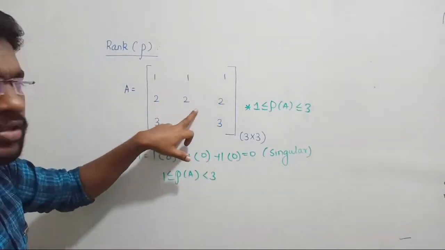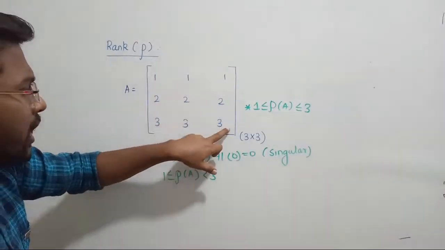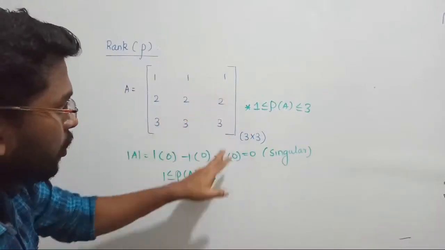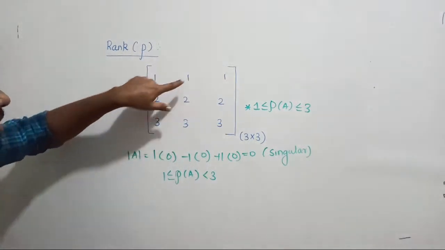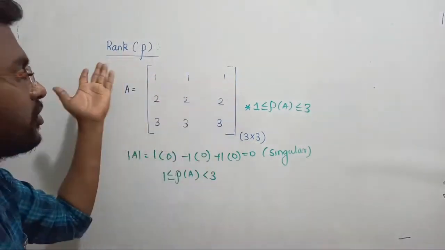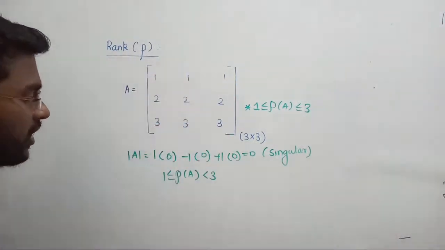Again, 6 minus 6 will be 0. In the last row, select now, 6 minus 6 will be 0 only. Again, 3 minus 3 will be 0. Last case, 0. So what is the conclusion?